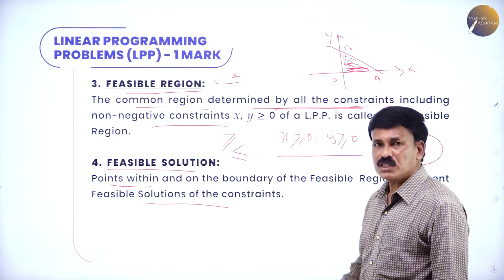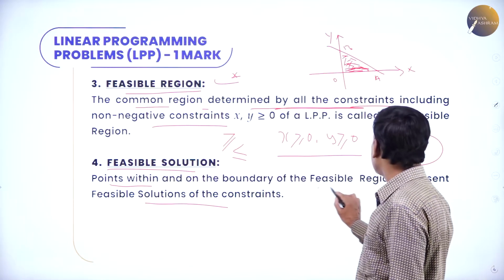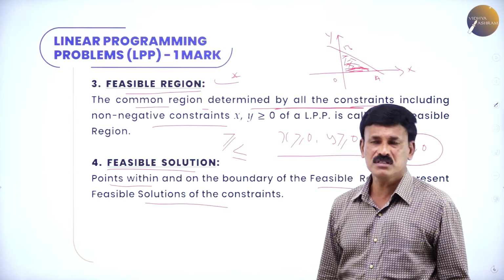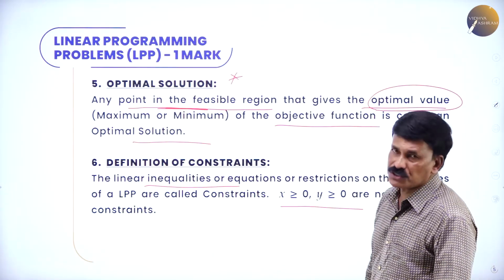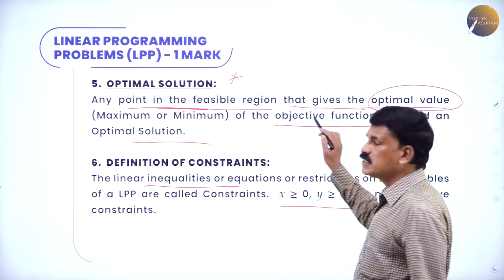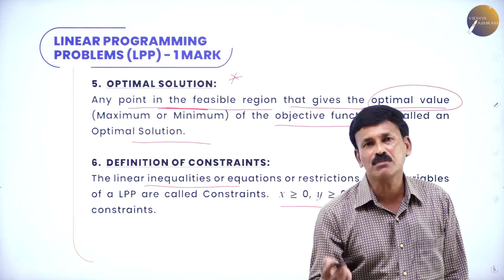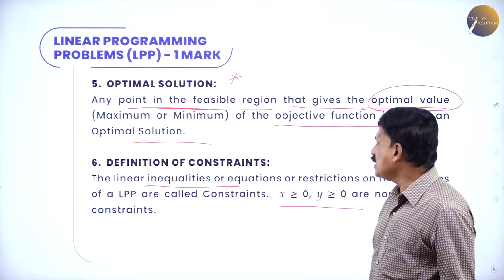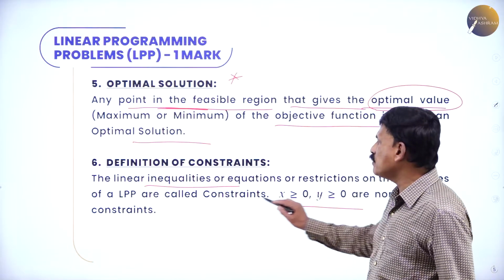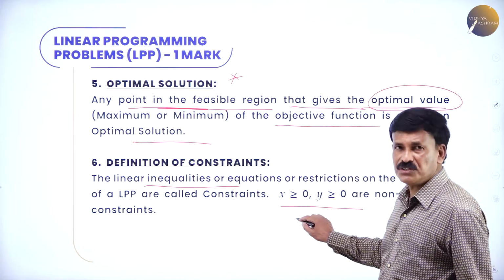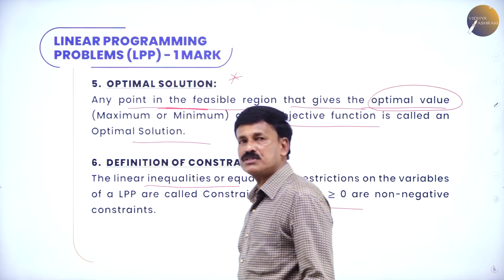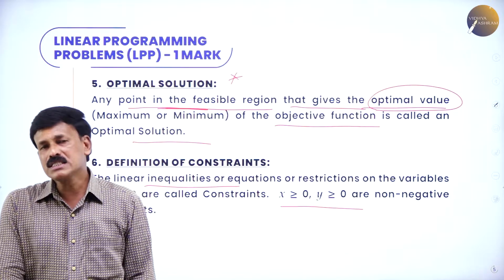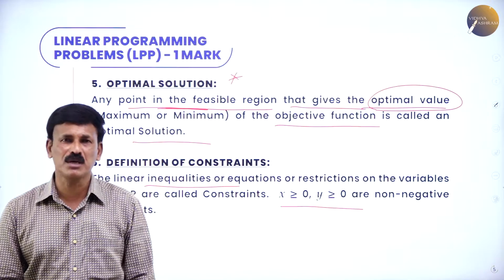Now, the feasible solution: the points within and on the boundary of the feasible region represent the feasible solution of the given constraints. Now, the optimal solution means any point in the feasible region that gives the optimal value. Optimal value means the maximum or minimum value of the objective function. And the linear inequalities or equations or restrictions on the variables are called constraints. That is, the non-negative constraints are x greater than or equal to 0 and y greater than or equal to 0. So these are a few definitions. And now let us discuss the solution of a linear programming problem first.